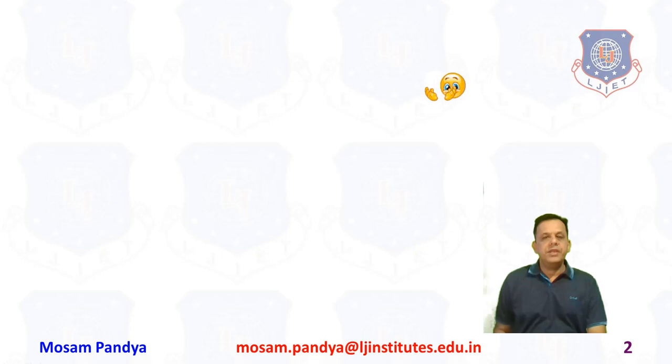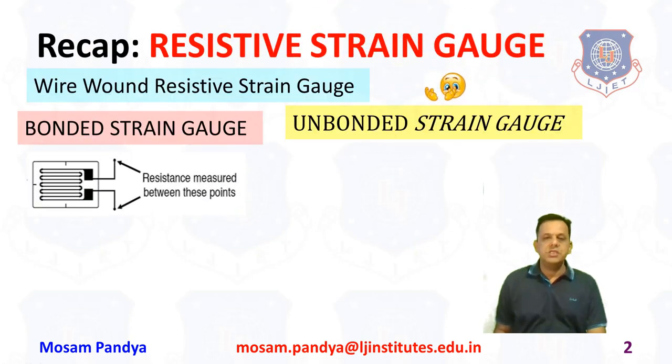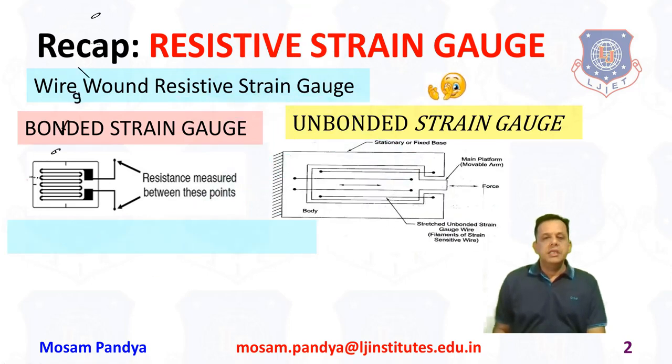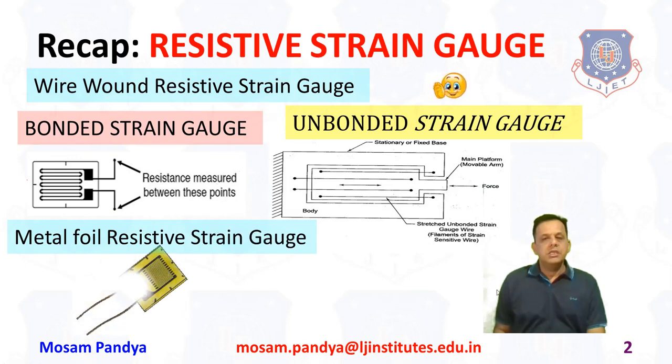So let us have a recap very quickly of what we did in the last session: the wire wound resistive strain gauge, bonded and unbonded, and the metal foil resistive strain gauge. These were the schematics and some pictures we saw with the understanding of the strain gauge configurations.